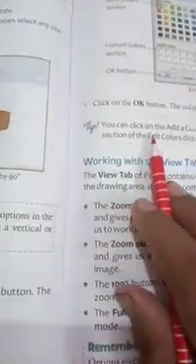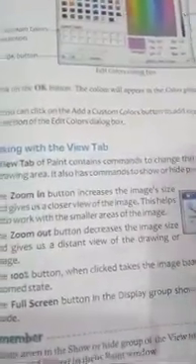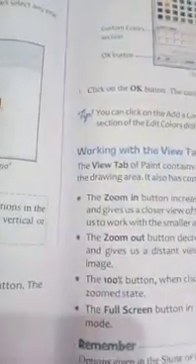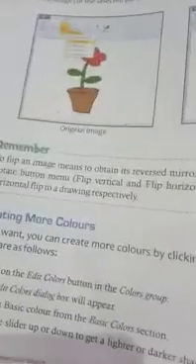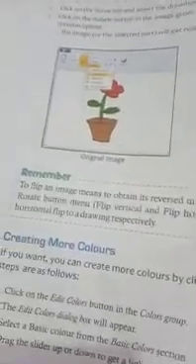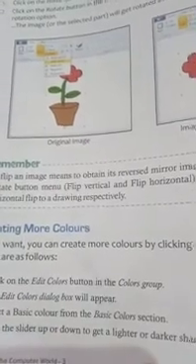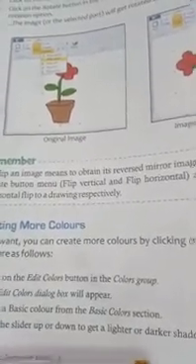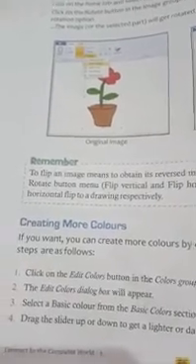You can click on the Add to Custom Colors button to add a color in the custom colors section of the Edit Colors dialog box. So how can we create more colors? All the colors are available in Paint, and they are available very easily. And if you want to edit more colors, then how can we do it?